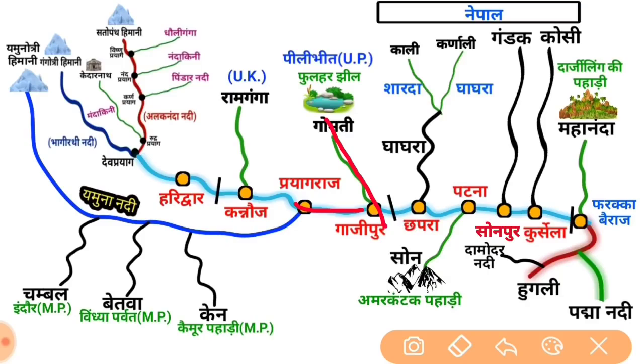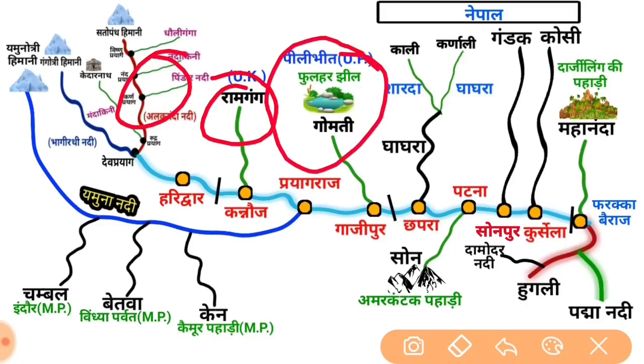And what is the most important? What becomes the question from here is that this Gomti River originates from Pilibhit. This is a plain area. It means it is a plain area. Till now we have seen that all the tributary rivers are originating from some hill or the other. They are originating from a mountain. But the only such tributary river is Gomti, which is originating from a plain area. And from where? From Folar Lake.